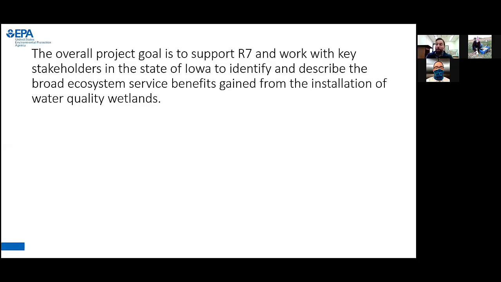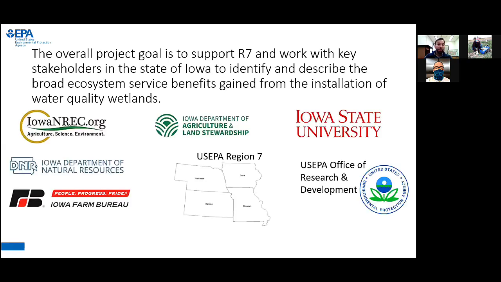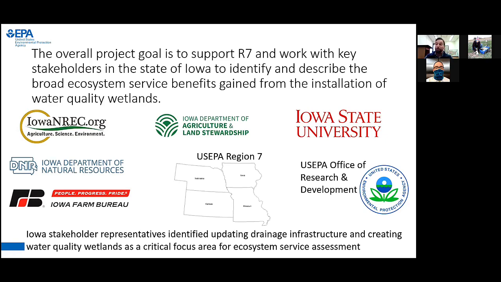So the goal of this project is to support EPA's Region 7 and work with key stakeholders in the state of Iowa to identify and describe the broad ecosystem service benefits gained from the installation of water quality wetlands. The stakeholders shown here, which are involved in agricultural research, conservation, and education, met 7 times and identified the relevance of studying water quality wetlands and drainage improvements in Iowa.